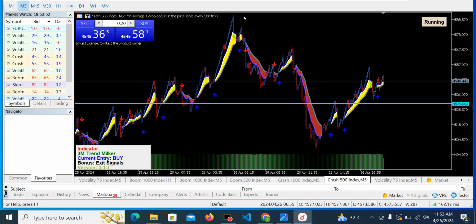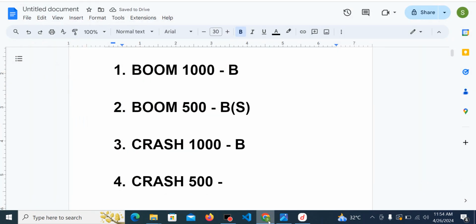The next asset is going to be crash 500. Started a downtrend from the resistance zone, got to this support zone, was unable to break out below it, so it went back into a buy trend and it is still buying at the moment.